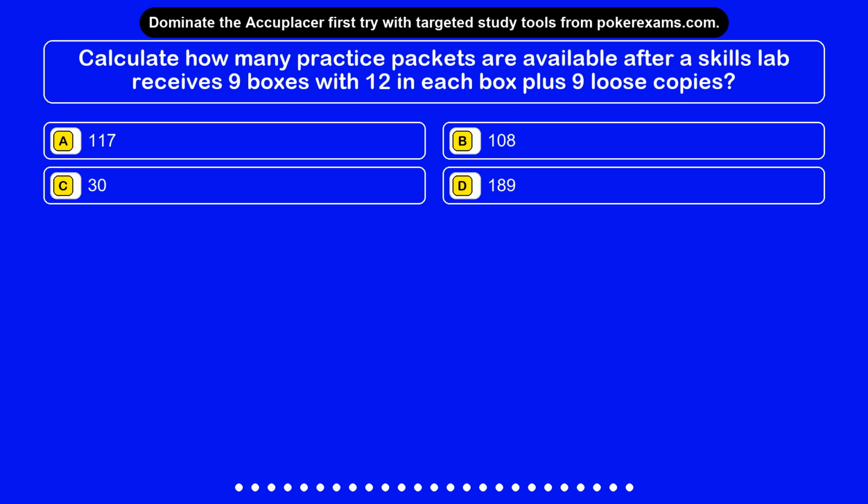Question 1. Calculate how many practice packets are available after a skills lab receives 9 boxes with 12 in each box plus 9 loose copies. Option A, 117. Option B, 108. Option C, 30. Option D, 189.